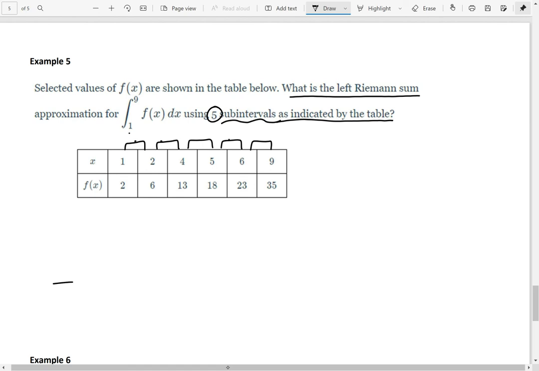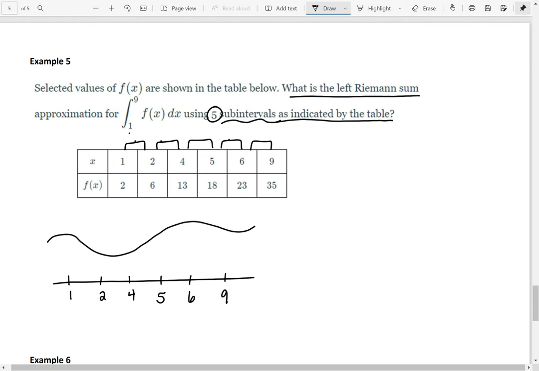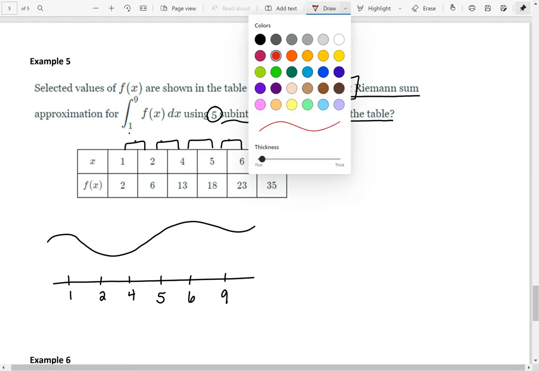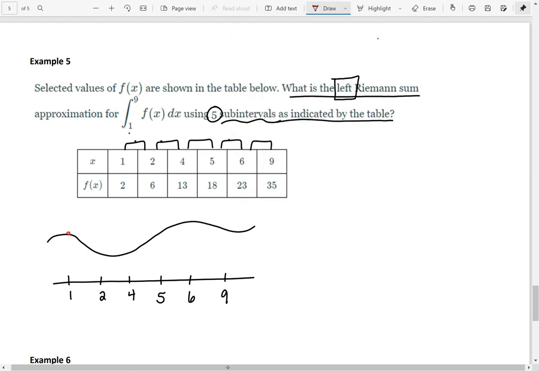So what I like to do is I like to kind of sketch something. I'll put the x values that are given. So there's a 1, a 2, a 4, a 5, a 6, and a 9. And then I make a curve. This time I want to do a left Riemann sum. So that means the left vertex is going to be on the curve. So for this one, the vertex would be where the 1 is.